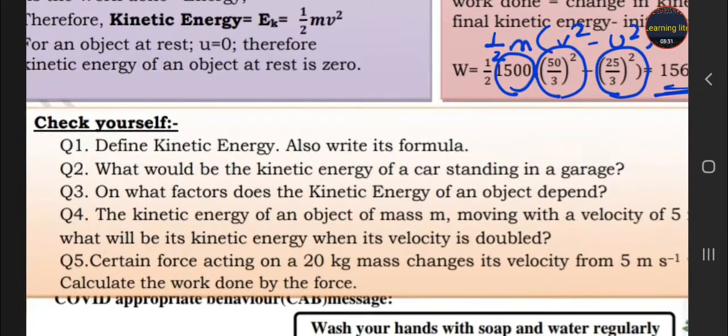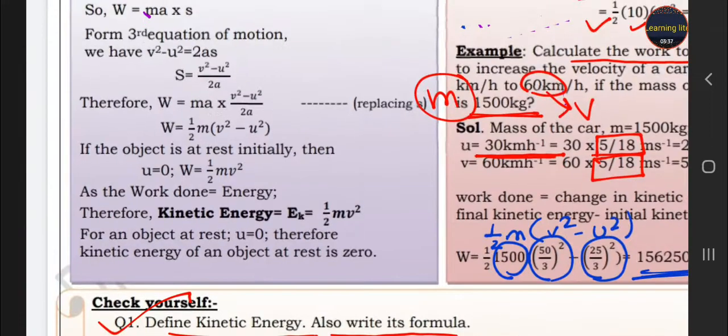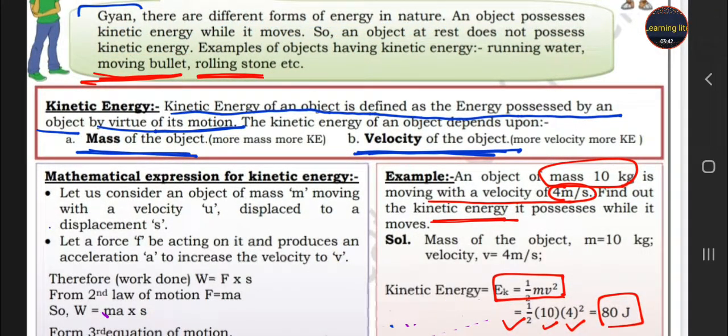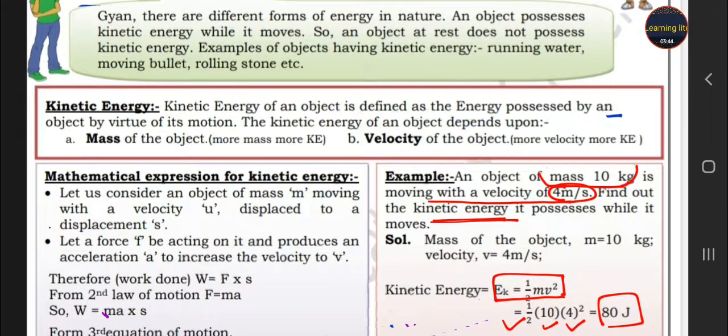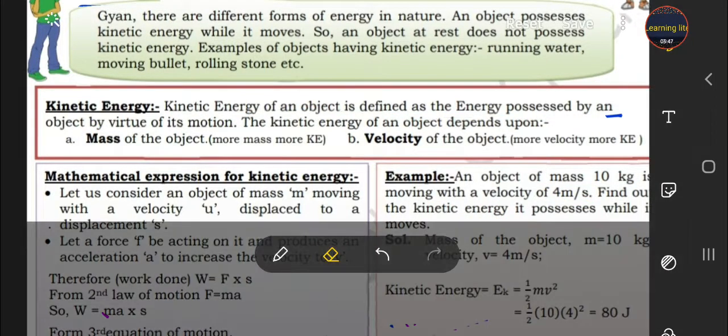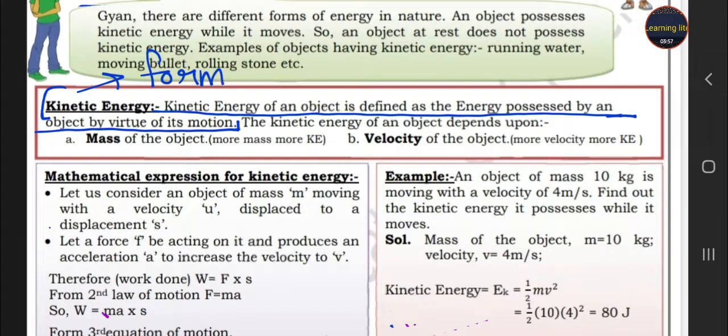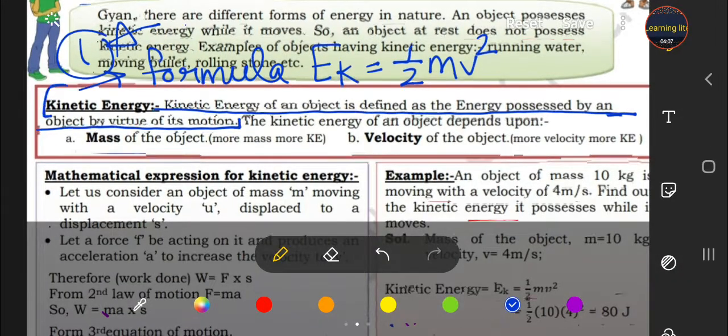Now let's do the question answers. First, define the kinetic energy and also write the formula. So this is your first answer, students. Definition of the kinetic energy and formula. What is the formula? EK, kinetic energy, equals half mv square. So this is the answer of your first question.